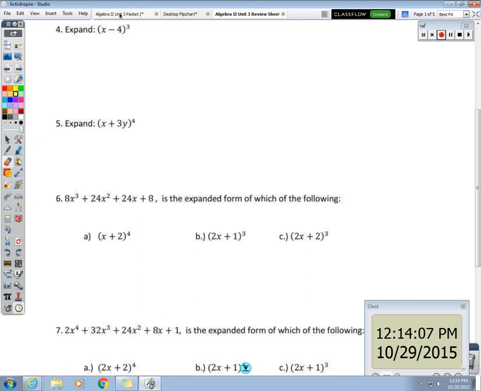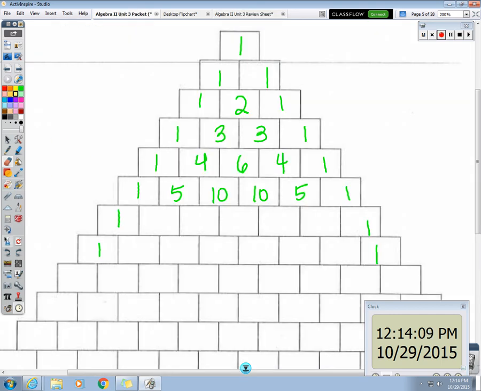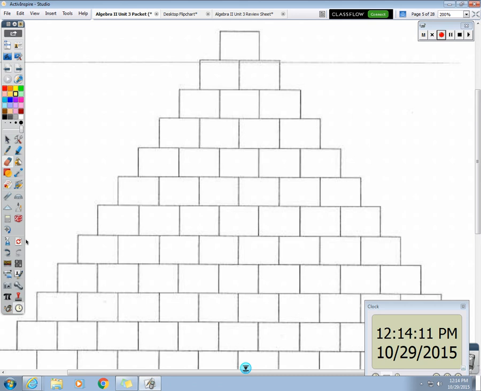Okay, so close your eyes real quick. Everybody close your eyes. Josh, I need to erase this from last period so we can practice filling it in. Okay, we need to practice filling this in. What goes up top? 1. And then what do you know? 1. Ones go all the way down each side. Okay, and I'm just going to fill in what I can see. Now, to find this number, you look above it and add. 1 and 1 is 2. To find this one, 1 and 2 is 3.